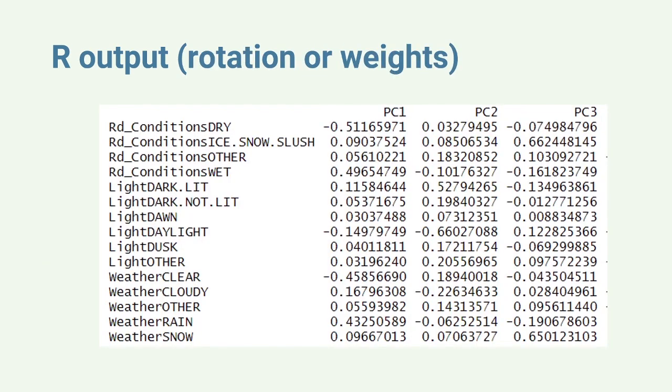You will also want to look at the rotations or the weights. So here are the 15 variables on the x-axis, and you will see that they are all somewhat related. There's a road conditions variable, there is a light variable, and a weather variable. And so what you want to do is reduce this dimension down from 15 to just a few principal components.